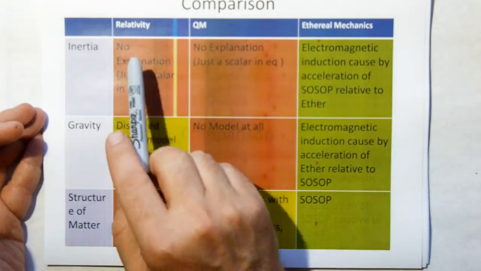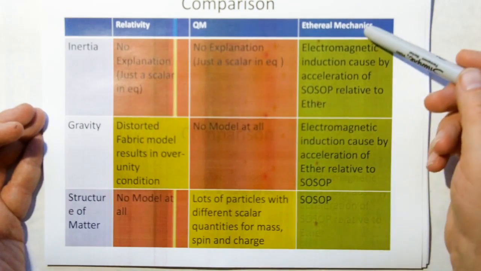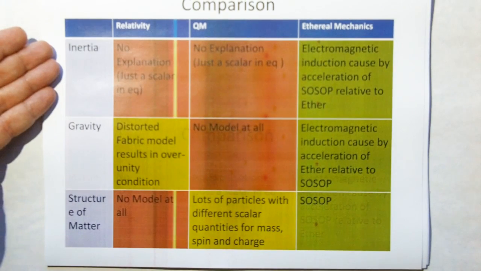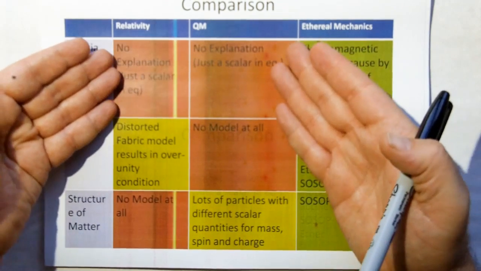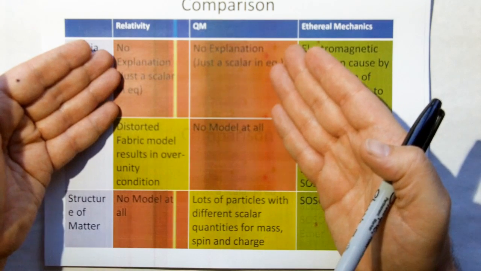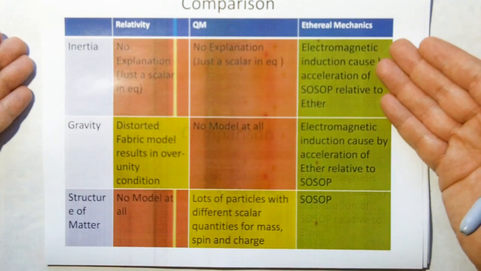What I'm doing is comparing relativity, quantum mechanics, and ethereal mechanics. So here, inertia: there's really no explanation for inertia in relativity and quantum mechanics. They just treat mass as a scalar, which is analogous to inertia. There's no explanation of why matter has inertia. Ethereal mechanics explains why matter has inertia.